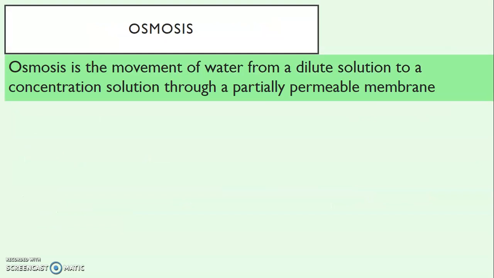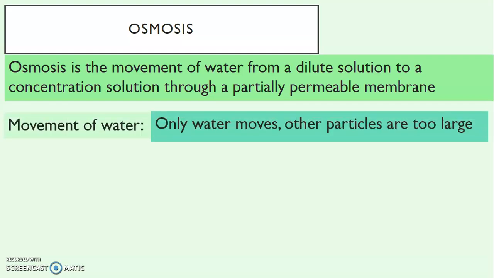Okay, so start with our definition. Osmosis. What osmosis is the movement of water from a dilute solution to a concentrated solution through a partially permeable membrane. So if we just break that down, movement of water. So when we are talking about osmosis, we are only talking about water. The other particles are too large and they're not able to move.